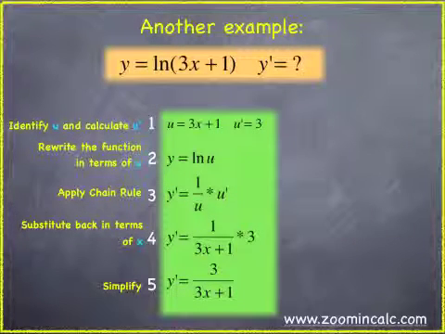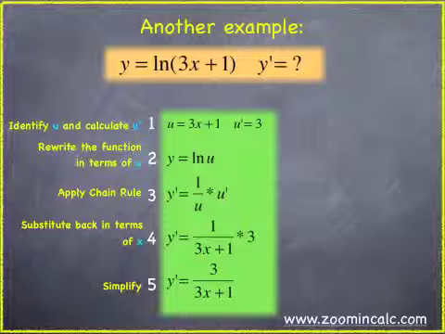Next example. This one is a log example. So we have the natural log of 3x plus 1. We want to take the derivative. So in this case, what we want to do is use u to replace 3x plus 1, which is what is in the parentheses. So that's step 1, and then once you know that, you just take u prime, which is the derivative of u, and that's 3.